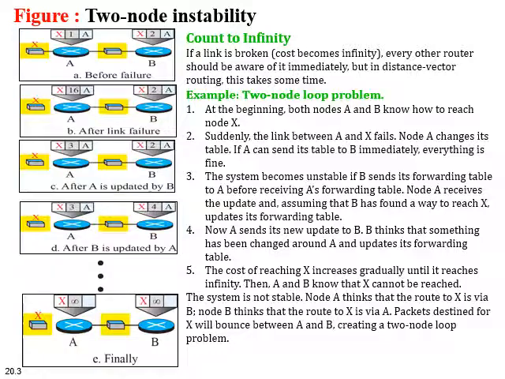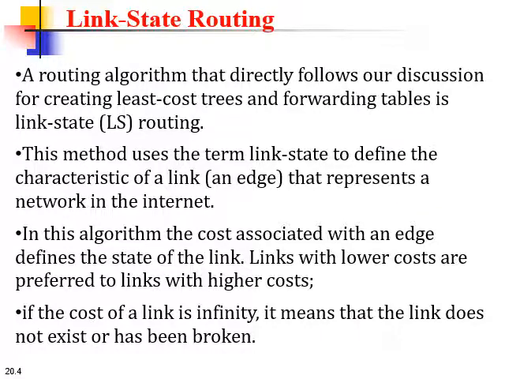Node A thinks that the route to X is via B, or node B thinks that the route to X is via A. The packets destined for X will bounce between A and B, creating a two-node loop problem. So this is how the count to infinity problem occurs in the distance vector algorithm. To overcome this, let us discuss link state routing.